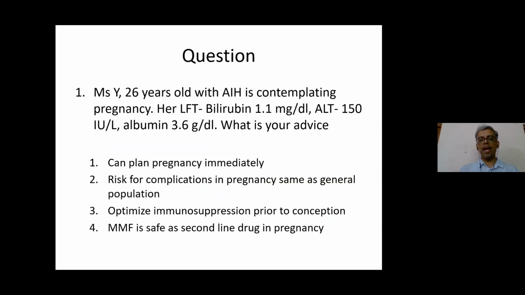So with this, I would like to end my talk and raise a question here, and we would like to have an audience poll on that. Our question for the day is: Miss Y, a 26-year-old young lady with autoimmune hepatitis, is contemplating pregnancy. Her liver function showed a bilirubin of 1.1, AST of around 150, albumin of 3.6. What is your advice? There are four options.